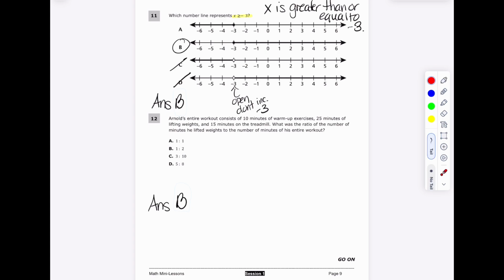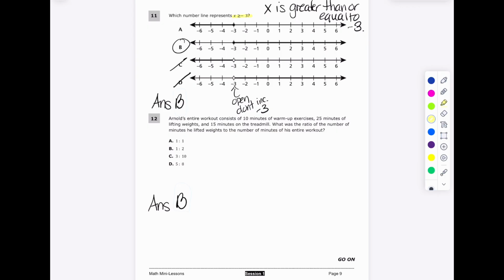C has negative 3 and all the numbers smaller than negative 3. So that would have meant that I would have had to say X is smaller. So I would have used a different symbol. All right, and honestly, I have some adults that still get stuck on some of this. So don't worry if you're still grappling with it and making sense of it. It takes time. Let's look at number 12.